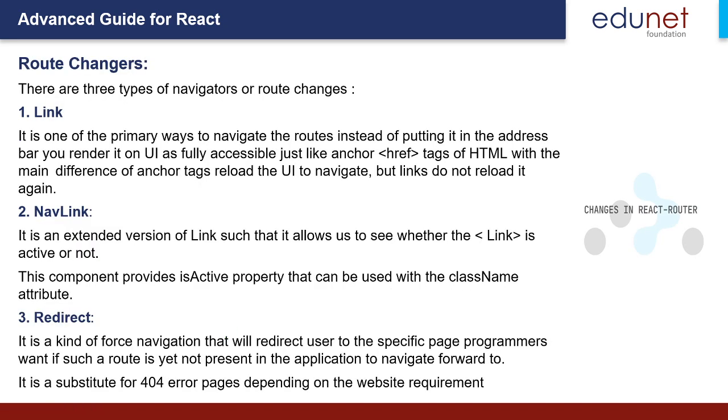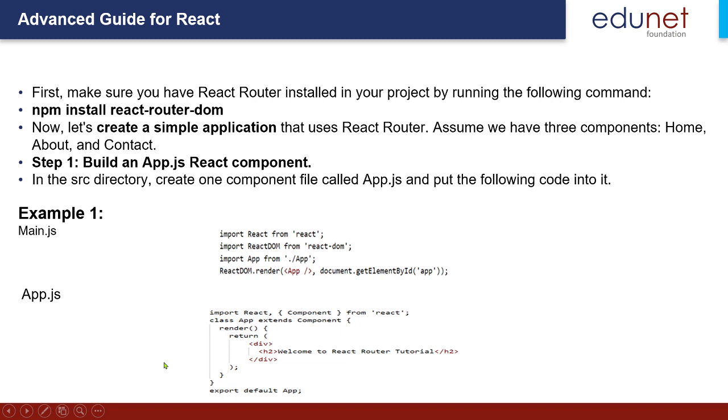And route changers. In route changers there is Link, NavLink, and Redirect. Link is the primary way to navigate the routes instead of putting it in the address bar. You render it on a UI as fully accessible, just like an anchor with the href tag. Navigation works like a link, and redirect means it redirects us out.